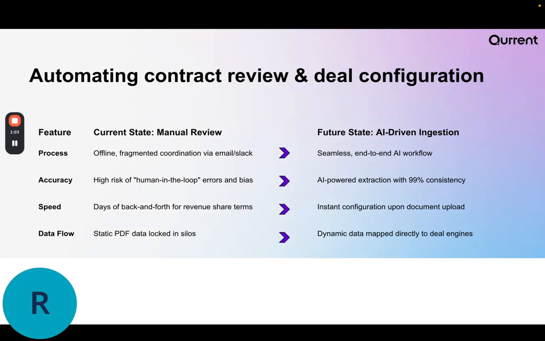And also going from days of back and forth between various revenue share teams or business development folks or accounting or legal stakeholders to a near instant configuration upon the document being signed and uploaded. And last but not least, this is also moving from static PDFs with data locked in silos into dynamic data mapping directly into the deal engines, which could be a CRM or an ERP.